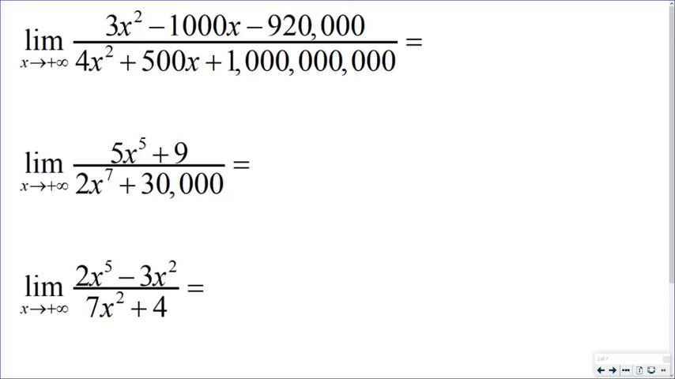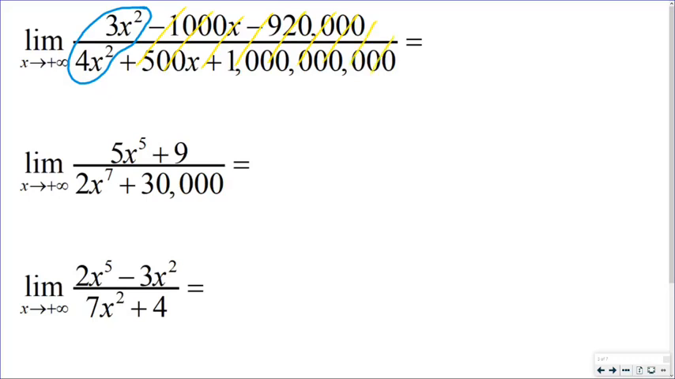But actually, when we're evaluating these limits as x approaches positive or negative infinity, we only care about the leading term, the term with the highest power of x in the numerator and the term with the highest power of x in the denominator. The reason is these other terms are going to become so small, they're going to be negligible relative to the leading term.